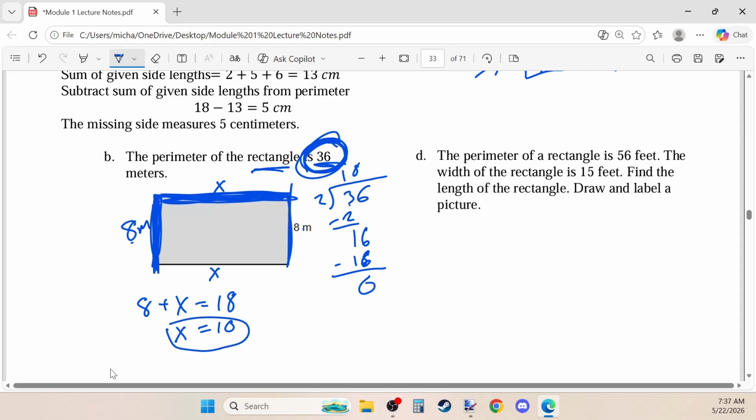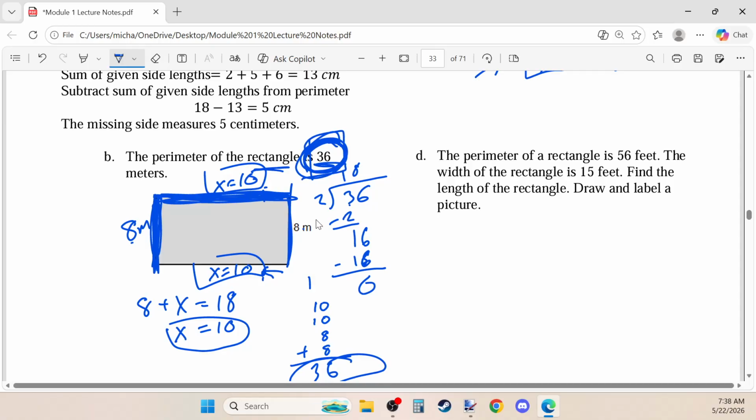That was somewhat of a leap in complication from what we've been doing, but we can check this by adding the sides together. If this side is 10, this side is also 10 because opposite sides of rectangles are the same length. So if I take 10 plus 8 plus 8, 8 plus 8 is 16, 1 plus 1 is 2, 2 plus 1 is 3, I get the 36 meters of perimeter.